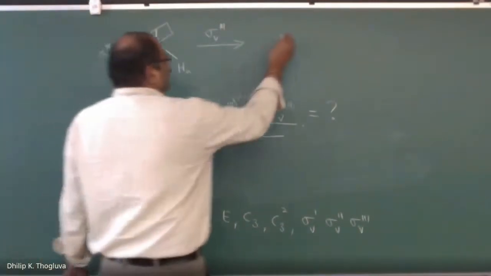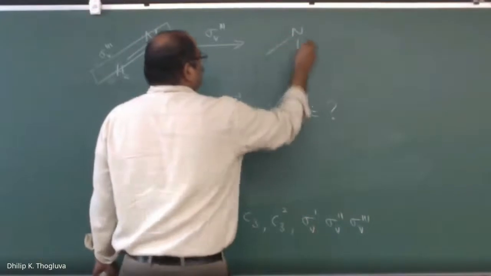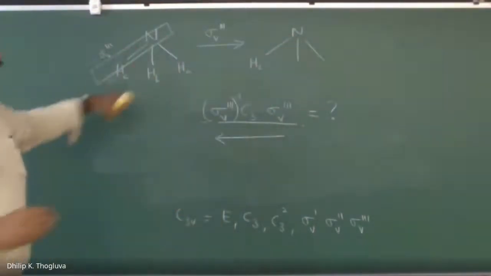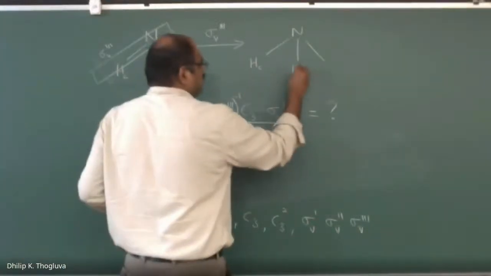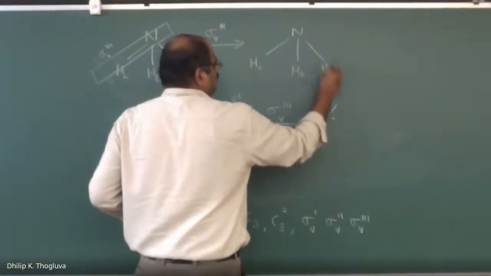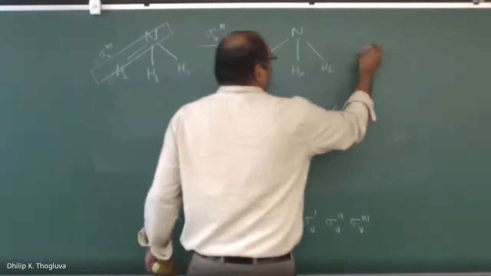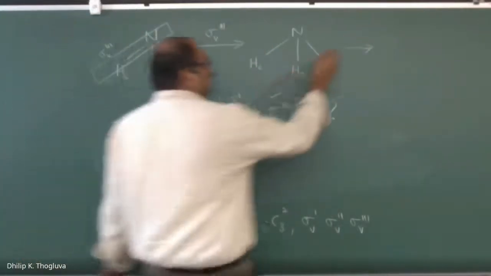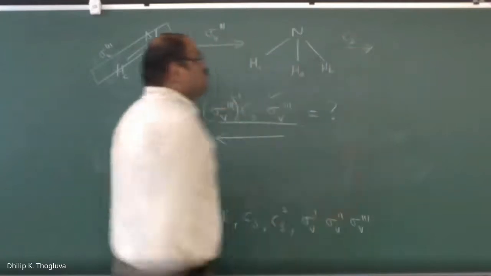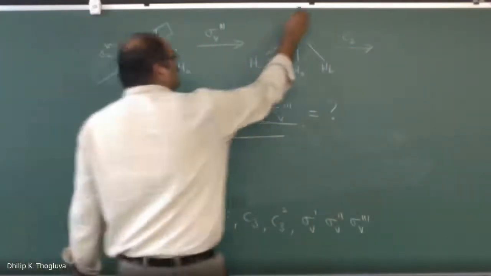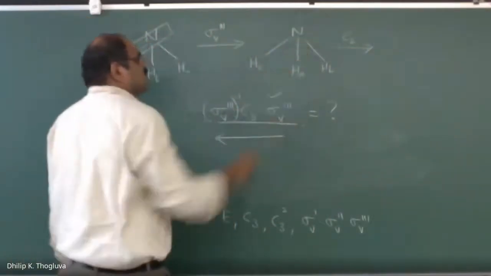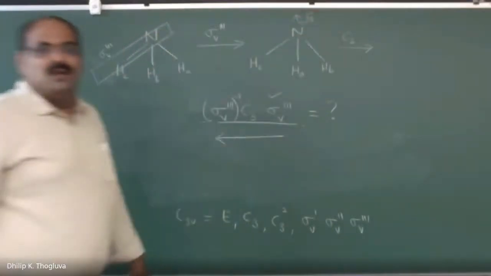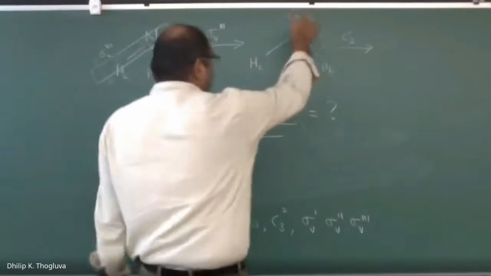So what happens? In ammonia, HC remains as such. Only these two will be interchanging, so I just write HA and HC. So this is done. Now let's go to C3. If you perform a C3, C3 is along this axis through N. So C3 rotates. So what happens? You rotate it.